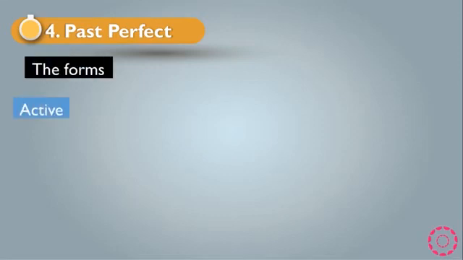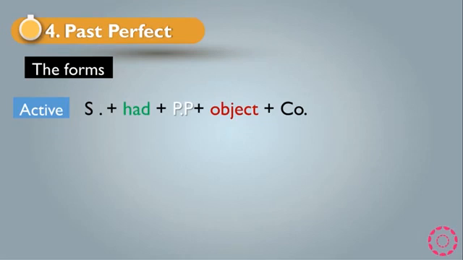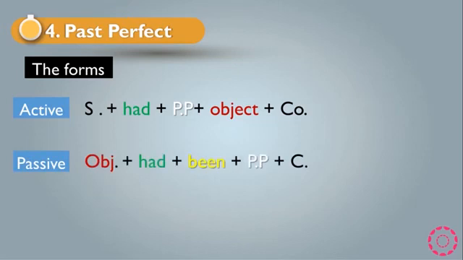Another sentence type that we have is past perfect. The form of past perfect is subject plus had plus pp, or past participle, plus object plus complement, and the form of passive became like that: object plus had plus been plus pp plus complement. This is the passive form of past perfect.